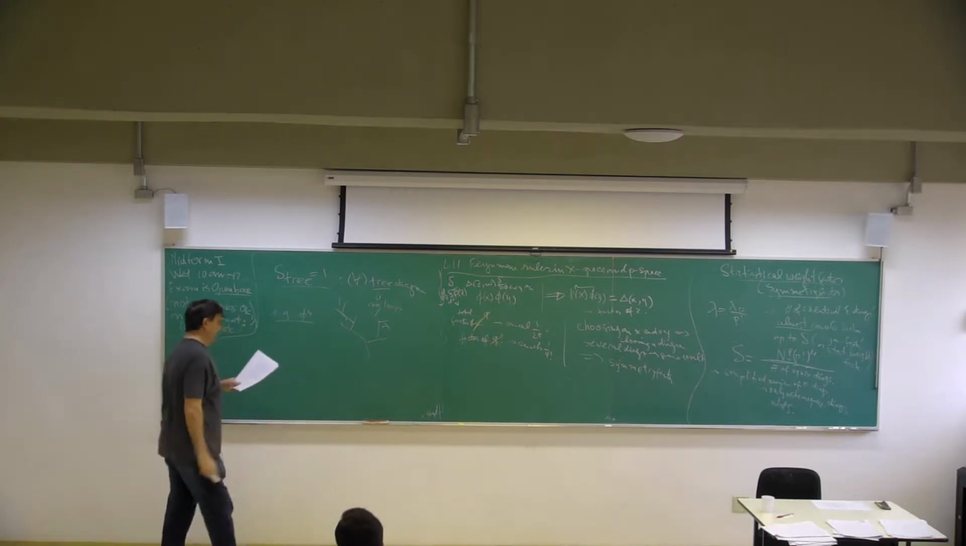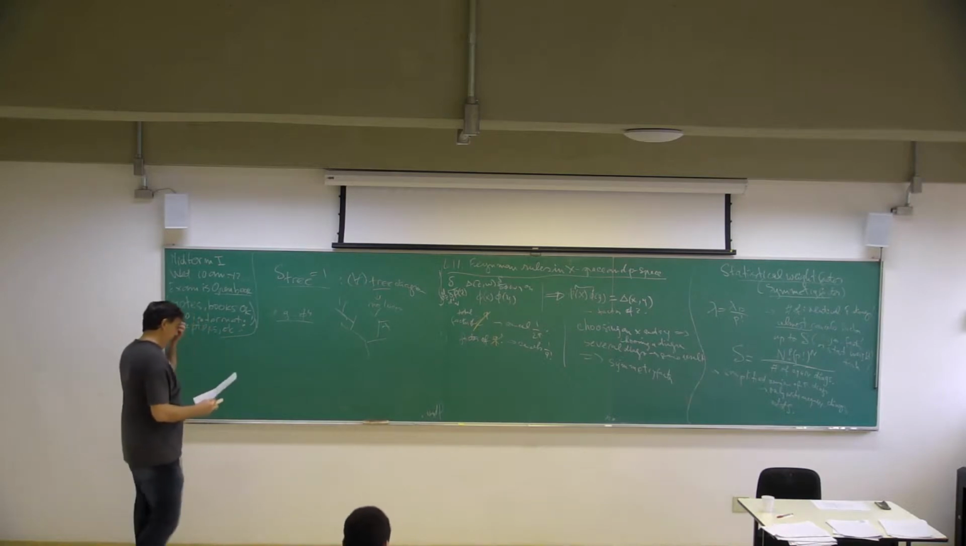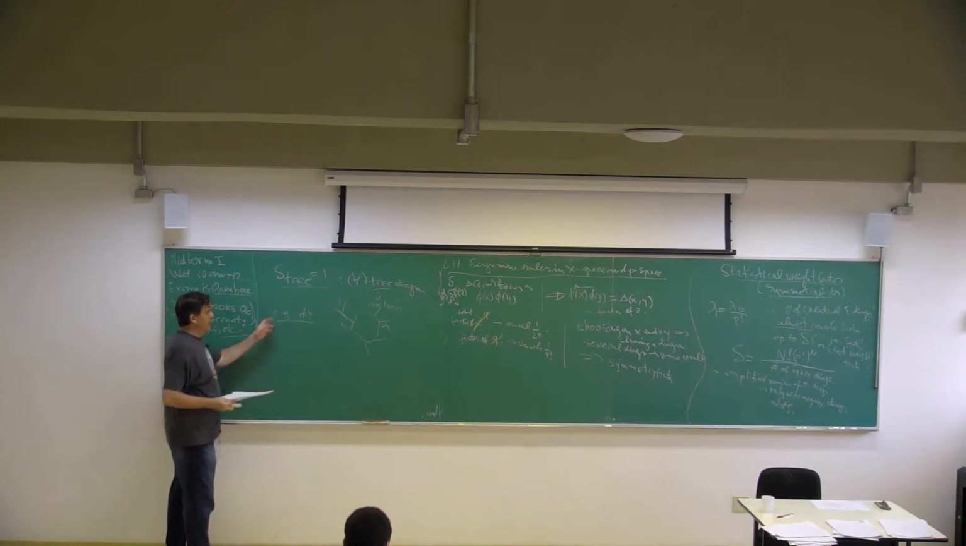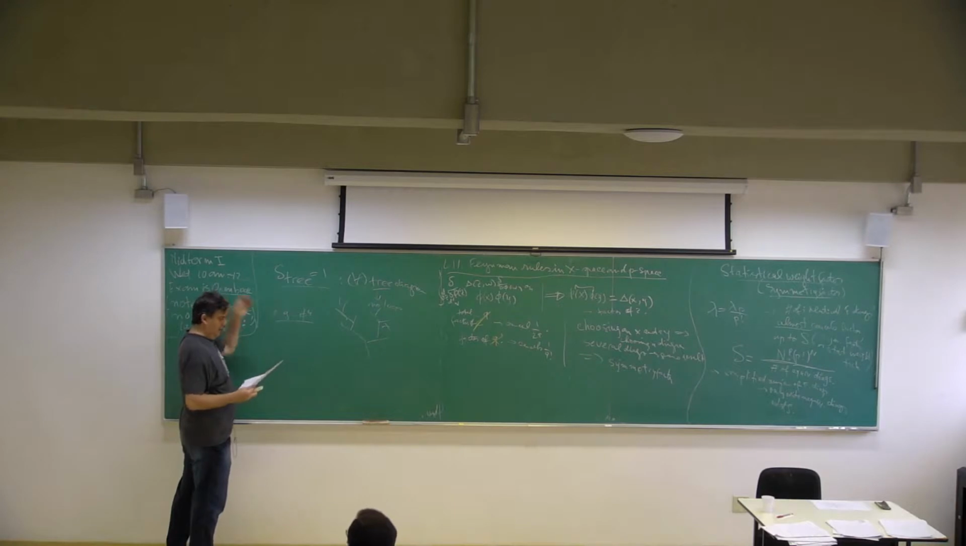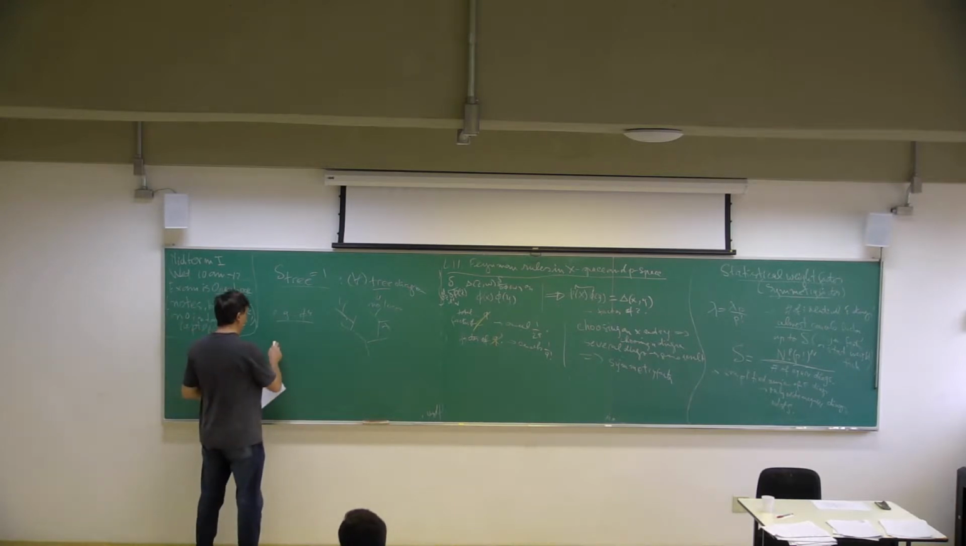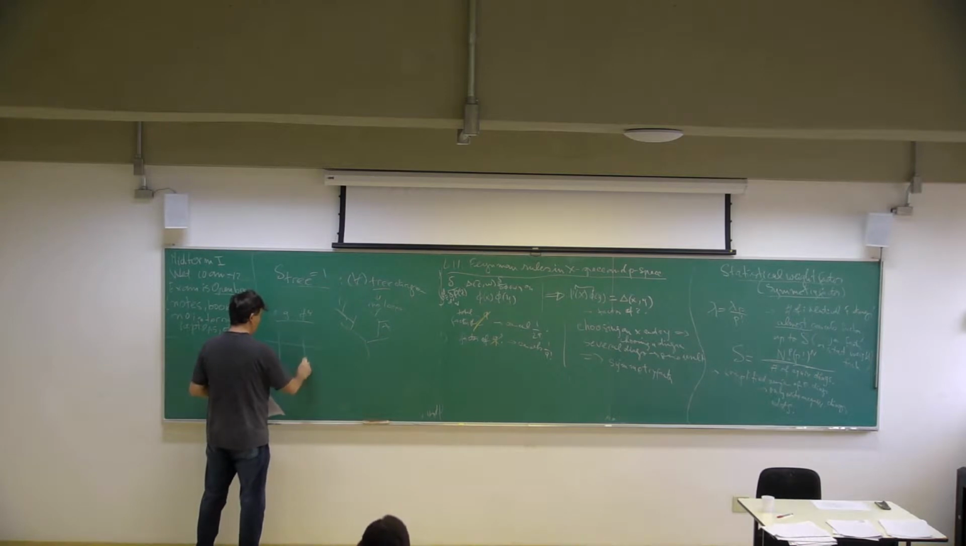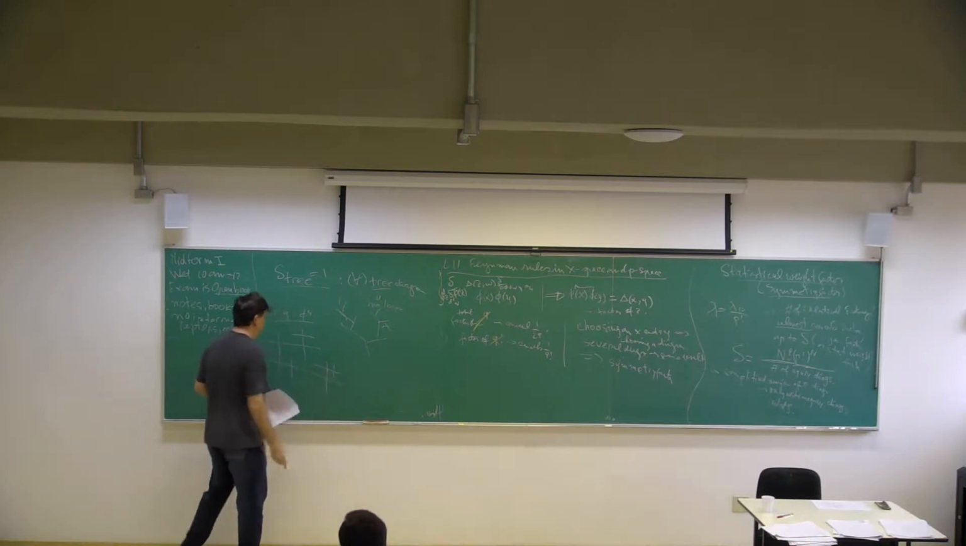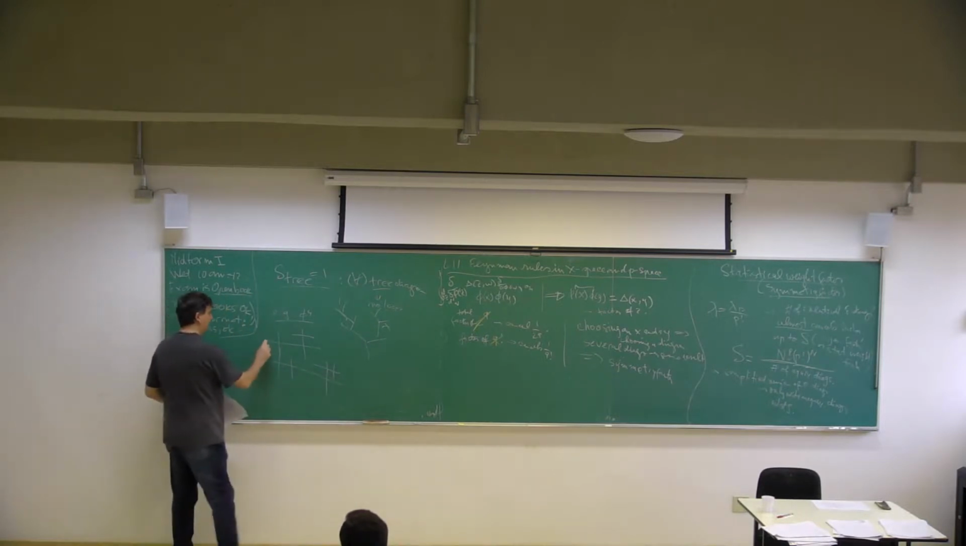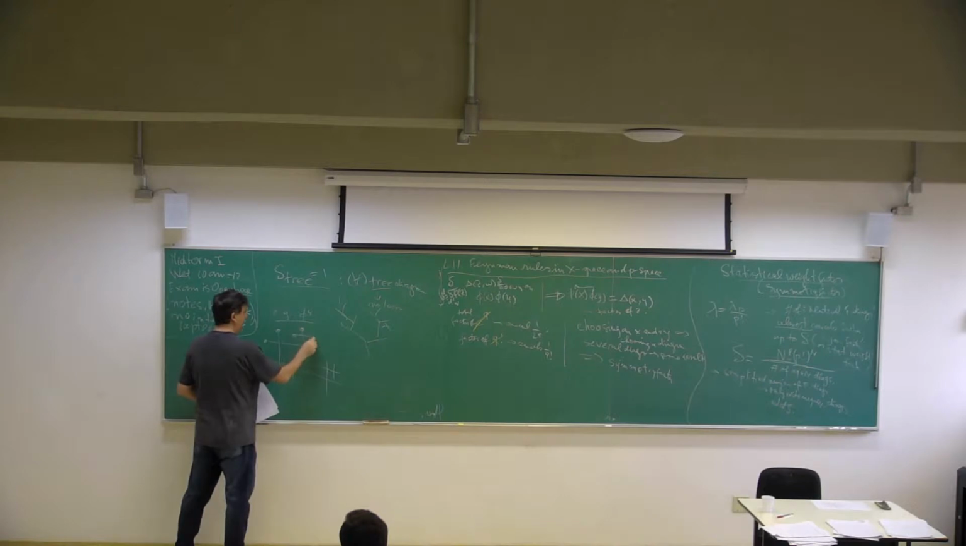To understand this, let's take an example. Let's say phi to the 4. Let's draw some tree diagram, any tree diagram, something like this. So all of these are external points now.